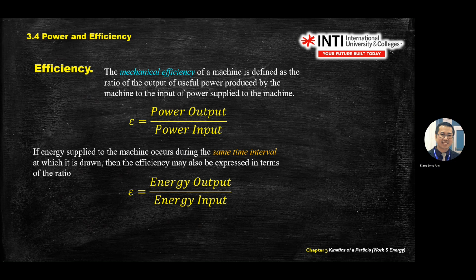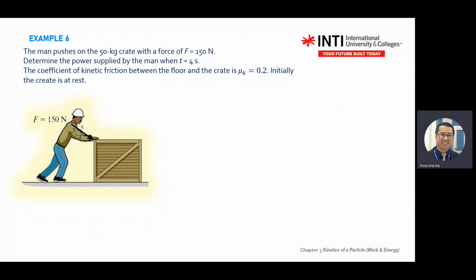Okay. Energy, we deal with two types of energy, potential and kinetic. Same. So let's look at this example 6. Example 6, the worker is pushing this box here, and the force is 150 Newton at an angle. You are given a trigonometry relationship 3-4-5. The man pushed a 50 kilogram crate with the force 150 Newton. Determine the power supplied by the man when the time is 4 seconds. The coefficient of friction was given. It gives you the crate starts at rest.